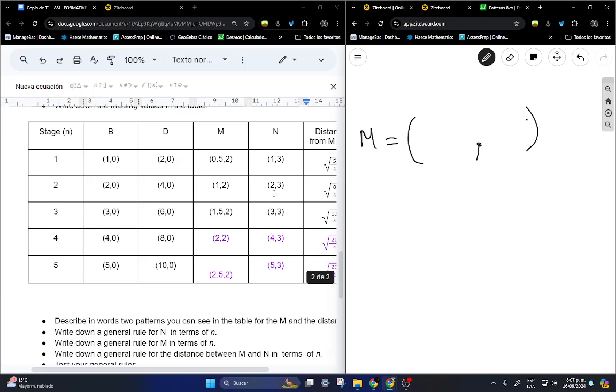Okay. Remember that m is the midpoint between a, which is always 0, 2, and b. But b is not fixed. B is changing, okay? How is b changing? What is fixed in b? The 0 is always fixed. You see, in b, there's always a 0. And you know that the x part of the coordinate is following a linear pattern because it's always increasing by 1.